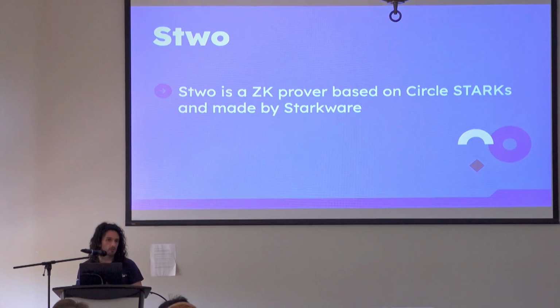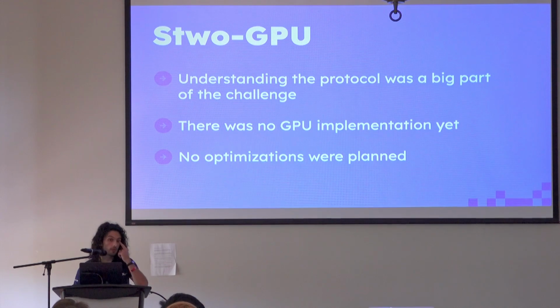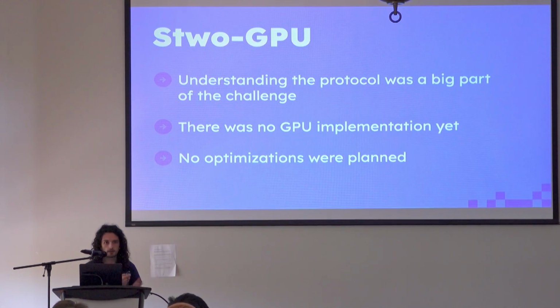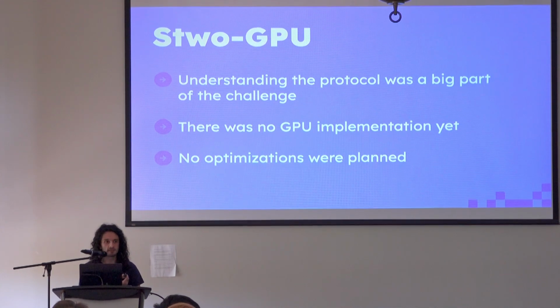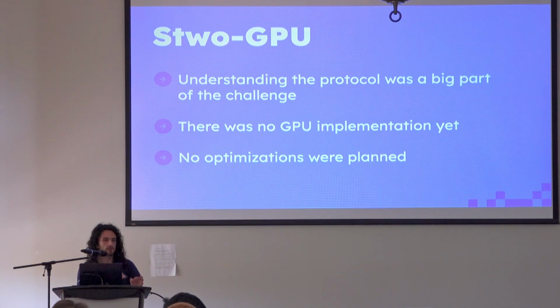And our challenge last year was to build a GPU implementation of Stu. Stu boasted at the time to be the fastest prover there was in terms of hashes per second. Now when we built Stu GPU for Nethermind, we faced the challenge of first understanding the protocol. That was a big part of it. And since there was no GPU implementation yet, whatever we were making was like the first iteration of Stu GPU. So that in itself brought value.